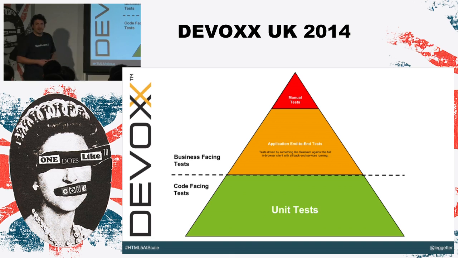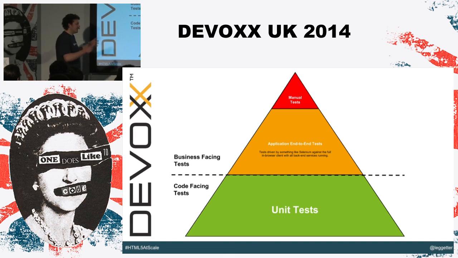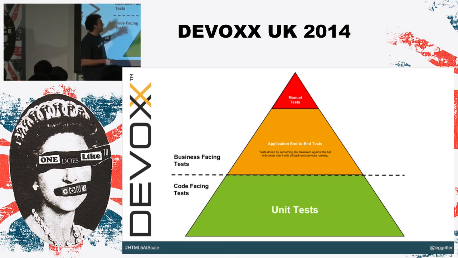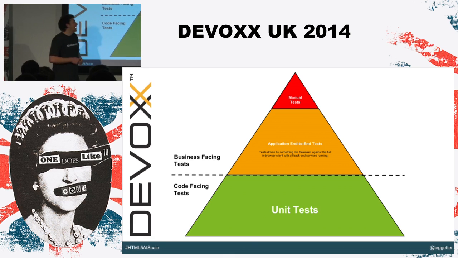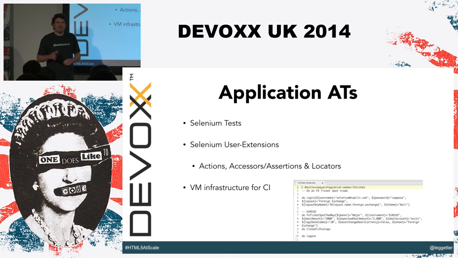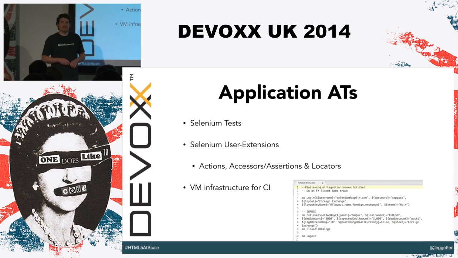So, you've got to have a diagram here. You've got to have the triangle. So, you had a lot of nice unit tests. We had some application end-to-end tests. And we used Selenium for our testing. Can I ask, who uses Selenium now for their tests? Okay, quite a few people.